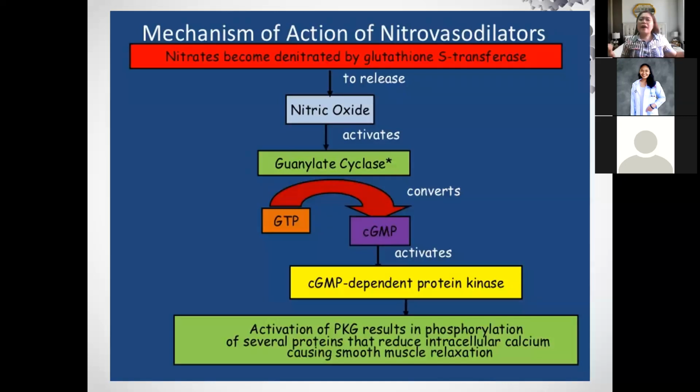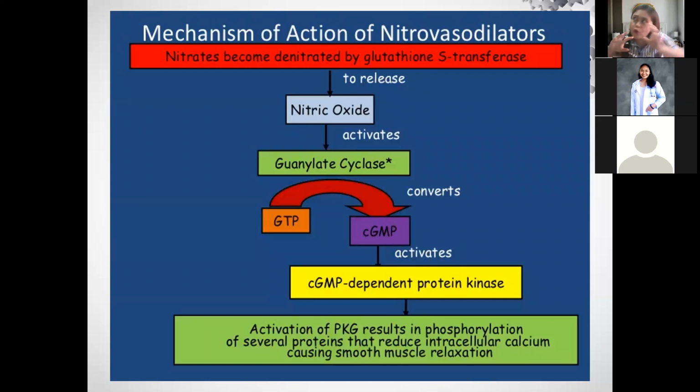Okay, now let's talk about the mechanism of action of our nitrovasodilators. This is true for NTG, ISDN, and ISMN. Nitrates become denitrated by glutathione S-transferase. When we take it inside our body, or give it as a patch or sublingual, it is metabolized in the body, the nitrate is removed using this enzyme, glutathione S-transferase, and nitric oxide is released. Remember, nitric oxide is an endogenous substance in the body that is actually a vasodilator. So to summarize, the mechanism of action of nitrovasodilators is the release of nitric oxide.